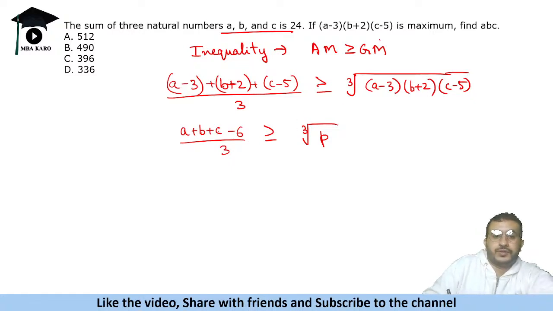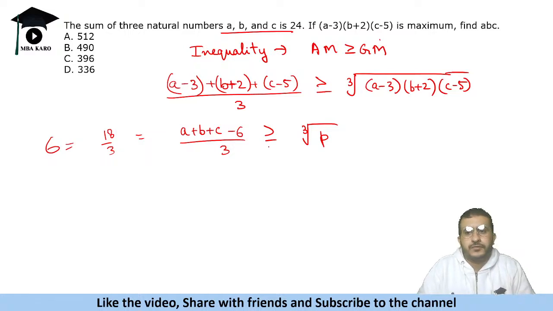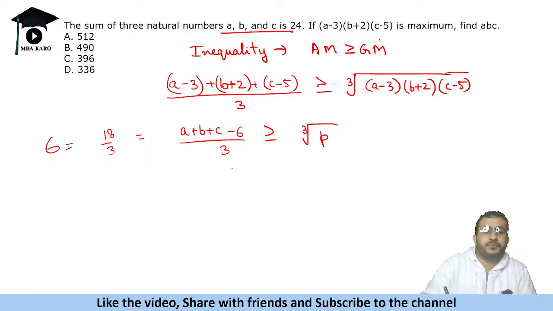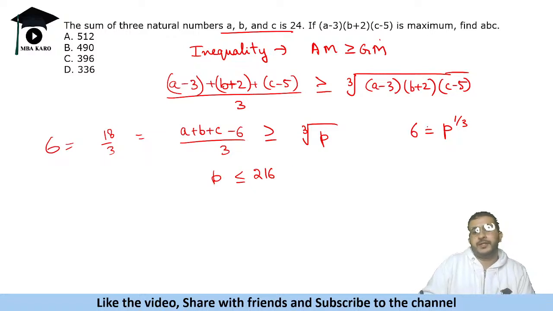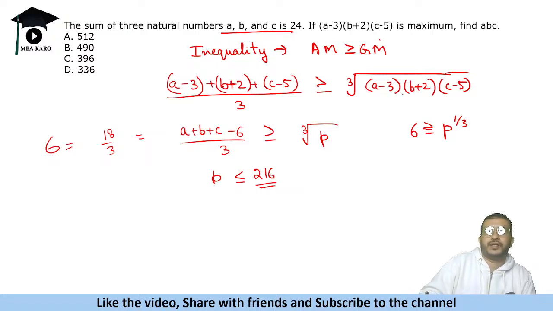So this is a plus b plus c is 24, 18 by 3 which is 6। Okay, find abc। अच्छा, abc निकालना है, so P is less than equal to 216 हो जाएगा। ठीक है, 6 is P raised to the power 1 by 3, so P is 6 cube और 216। ठीक है, so maximum value 216 आ जाएगी। 216 will come when all three are equal। ठीक है, So a minus 3 is equal to 6, b plus 2 will be equal to 6, and c minus 5 will be equal to 6.